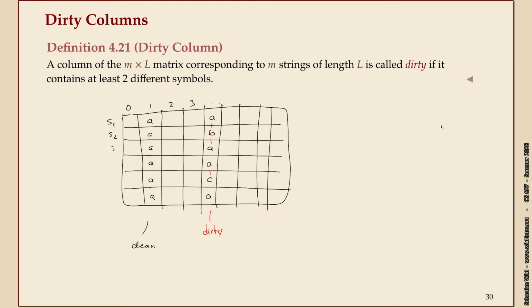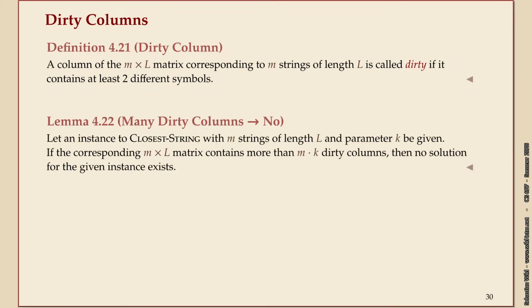And if you think about it, for a consensus string, these are going to be the columns where I have to make a choice. If I want to make all strings happy in this column, I'm out of luck. I can only pick either an A or a B or a C to make some of the strings match with this position, but I can't do it for all of them. So the first observation is if we have many of these dirty columns, it's not going to be possible to find a consensus string.